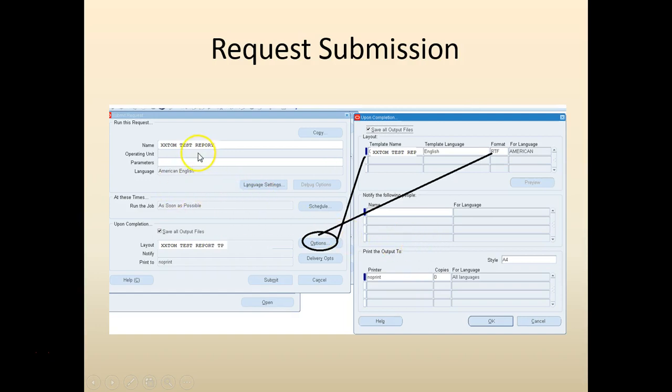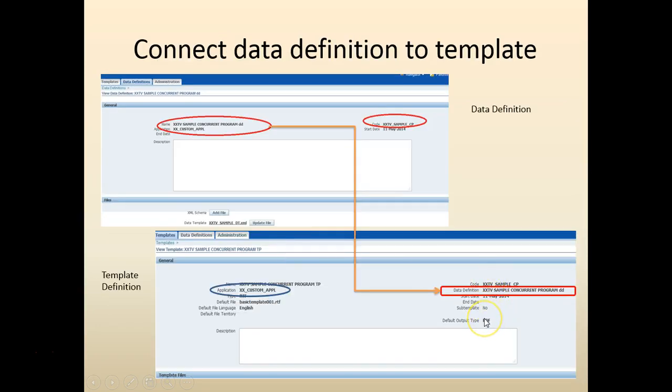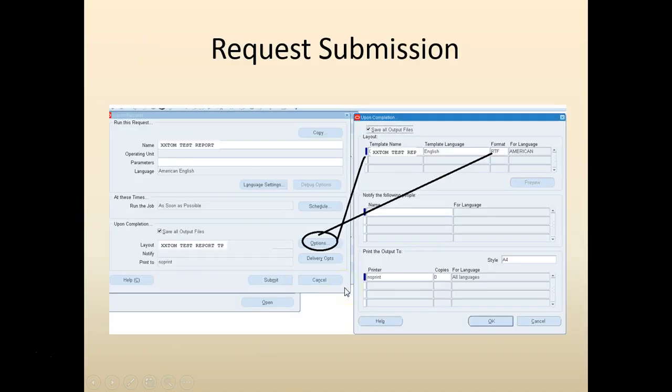So when you submit your request, make sure your concurrent program is tied to the corresponding request group. So when you submit your template, you would see this layout. You can click on the options, and you can change the format if you want. By default, when we defined it, we said it's a PDF, but you have the ability to choose the format.